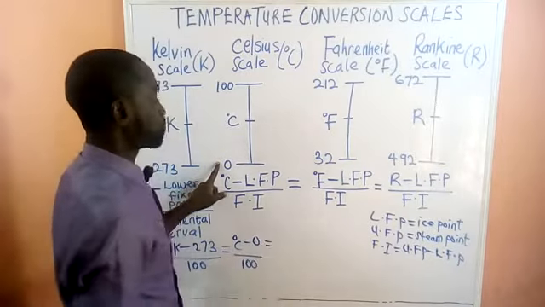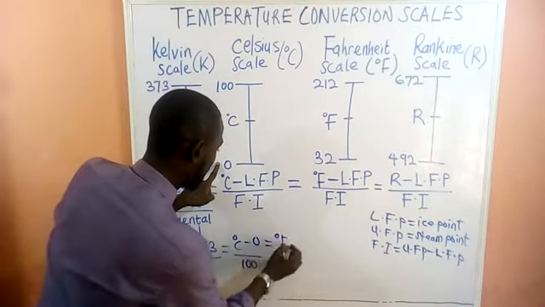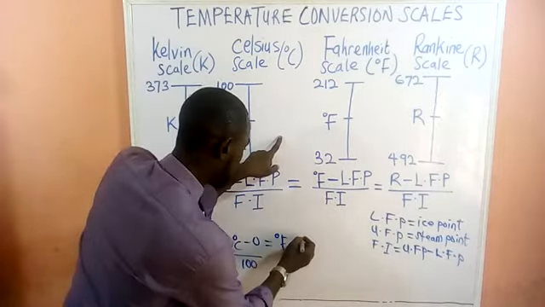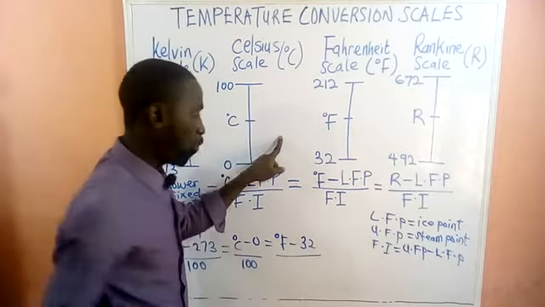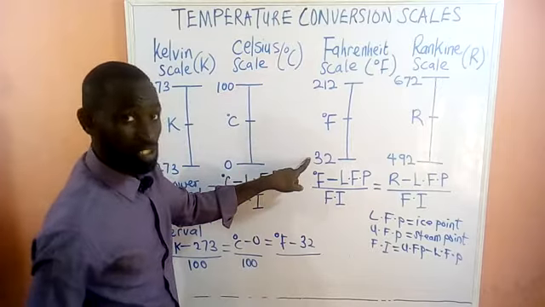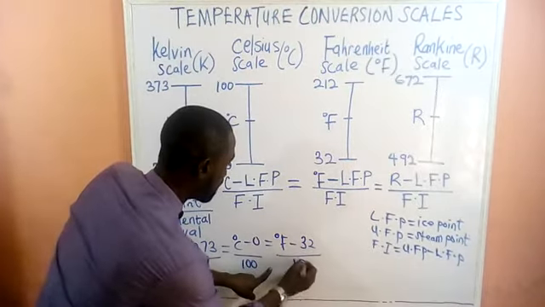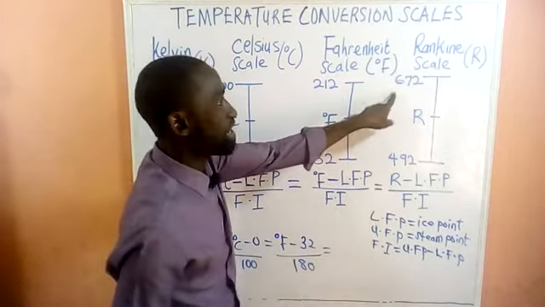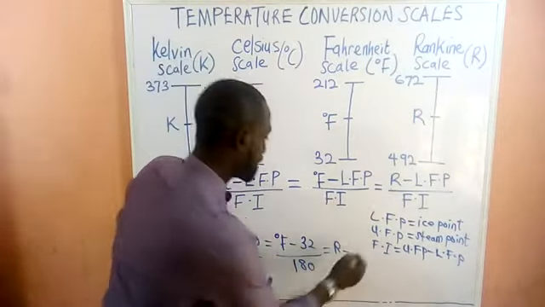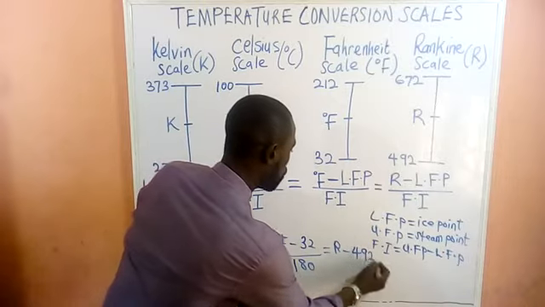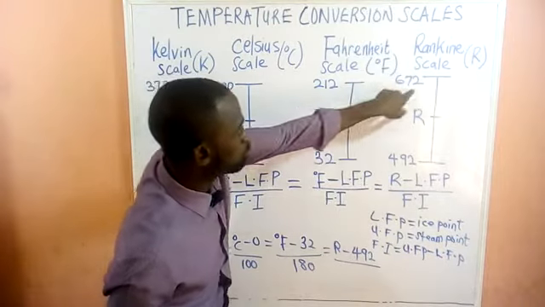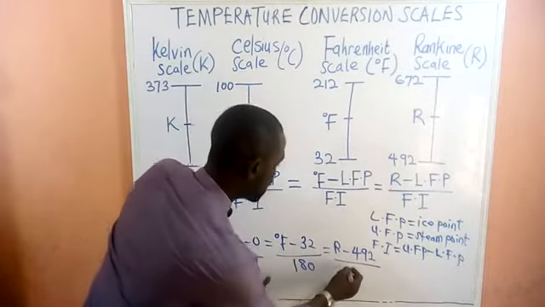Then the third one, we have degree Fahrenheit minus the lower fixed point, that is 32, all over the fundamental interval, that is 212 minus 32, and that will give us 180. For the Rankine scale, we have R minus the lower fixed point, that is 492, all over the fundamental interval, that is 672 minus 492. That will give us 180 degrees.